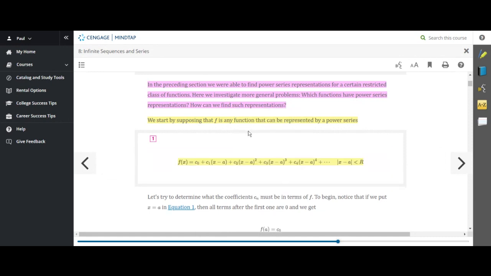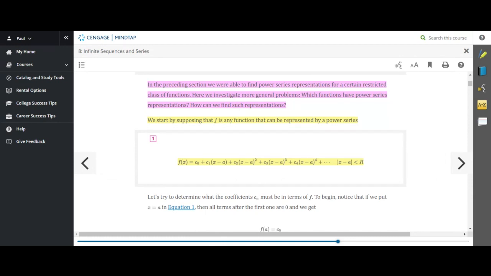Yeah, let me highlight that in yellow. So suppose we could represent a function by a power series in this form. The function f of x equals c sub 0 plus c sub 1, that coefficient, times x minus a, plus c sub 2, that coefficient, times x minus a squared, plus c sub 3 times x minus a cubed, and so forth. In other words, the power series has that appearance.